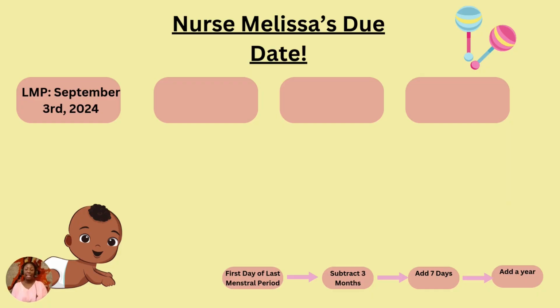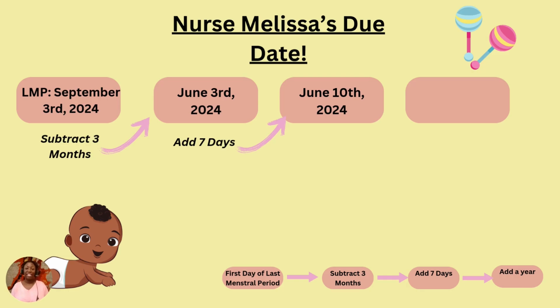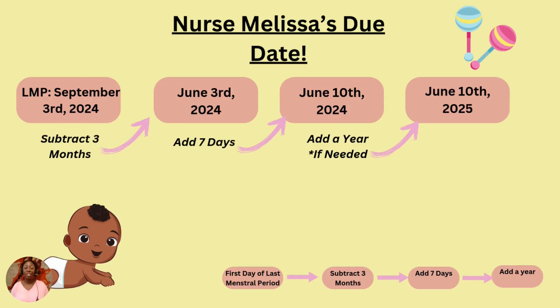So the first day of my last menstrual period was September 3rd, 2024. And so the first thing that we're going to do is subtract 3 months. So that gives us a date of June 3rd, 2024. Next, we're going to add 7 days to the date of June 3rd. That gives us a date of June 10th, 2024. And then the final step will be to add a year to this date. And we have an answer of June 10th, 2025.